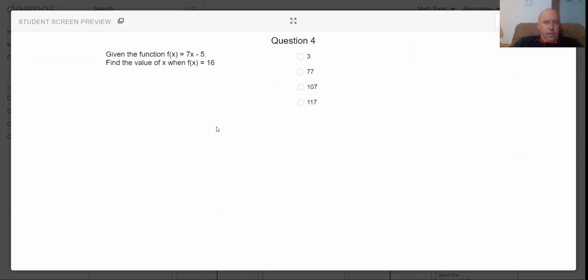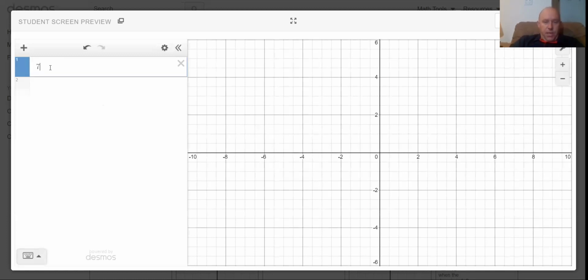Okay, question 4. Given the function f of x equals 7x minus 5, find the value of x when f of x equals 16. So notice this time, this is a slightly different question. They didn't say that x is 16, because they've asked us to find the value of x. So what this actually means is that this here equals 16. So basically what they're asking us to solve is this equation. What does 7x minus 5 equal 16?